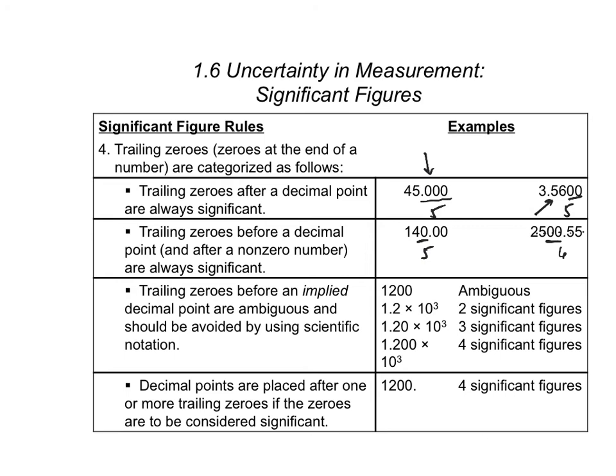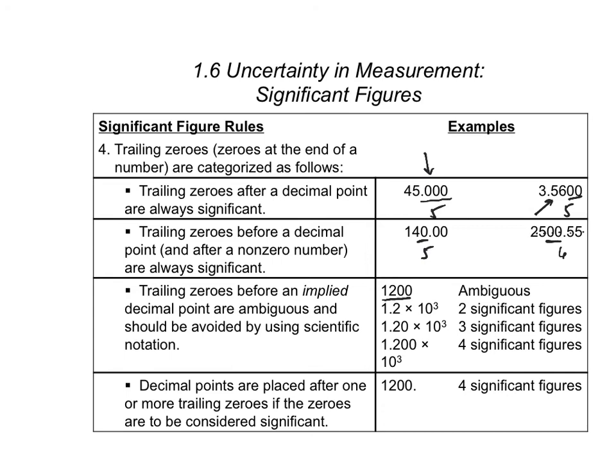Now the last one is always kind of the one people are like, what am I supposed to do with this? So it's something like this, where we have trailing zeros before an implied decimal point. This is ambiguous. You cannot know, just given this 1200, whether these zeros count or not, okay? And so if you're given a number like this, you would just send it back to the measurer and say, hey, give me some idea about the certainty in this measurement. Again, what would be a better way to write 1200?